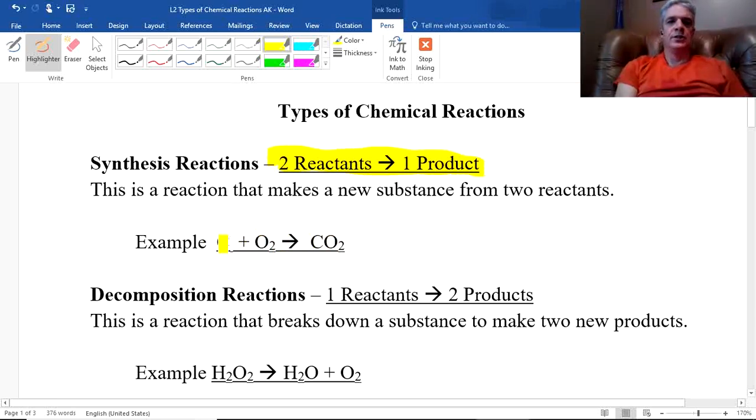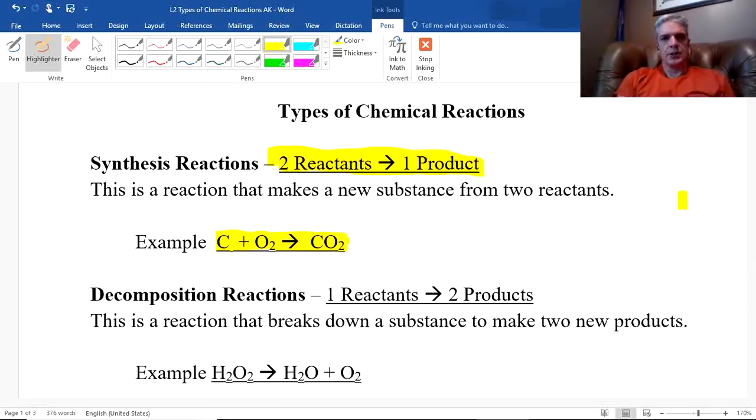You'll notice that I'm not including the state of the reactants and products this time, just because it kind of clutters things and makes it a little more confusing. So I'm just leaving that out. It's not like that shouldn't be or can't be there, but I'm just not putting it in for this sake. So here's our example that I've got here. So I'm highlighting what you probably need to fill in on your sheet, okay? So we have 2 reactants going to 1 product, and that is referred to as a synthesis reaction, okay?